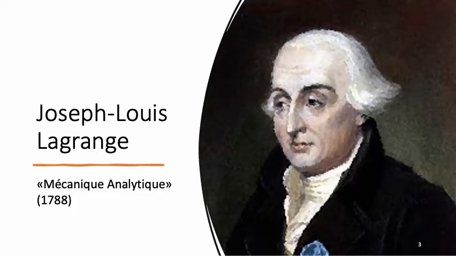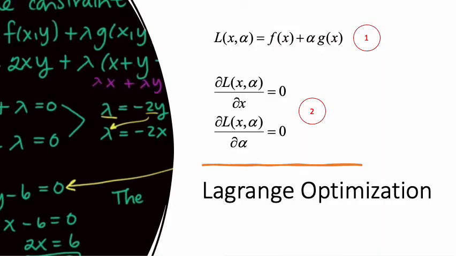According to Lagrange, the objective function f(x) and the constraint function g(x) are combined into a single function called the Lagrangian. The primary goal is to determine the values that make the first-order derivatives of this Lagrangian function equal to 0. In the equation labeled as number 1 on the screen, the expression f represents the objective function, which defines the primary problem.